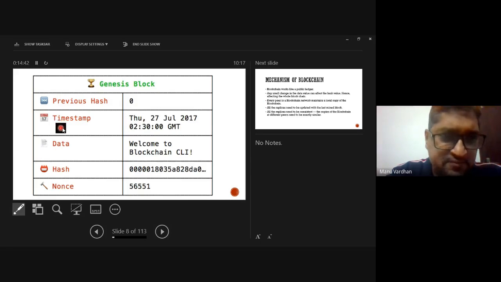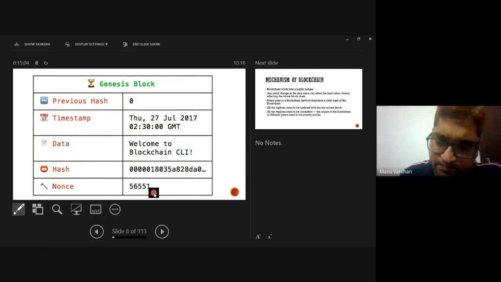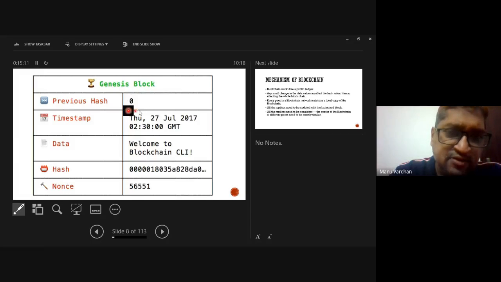Then, as we have discussed in the previous slide, it will contain the timestamp, the time at which this block is created. Then it will contain some data, then the hash value of this block, then the nonce that again uniquely identifies this block. So these are the attributes of the Genesis block. The only difference is that the value in the previous hash will be 0, as it does not have any previous block.